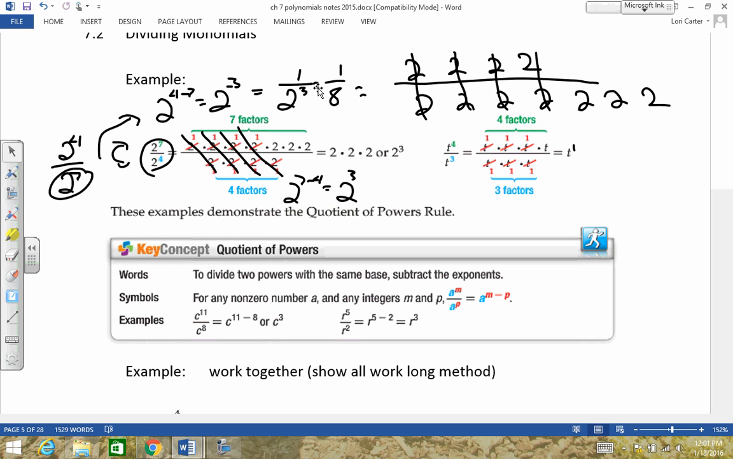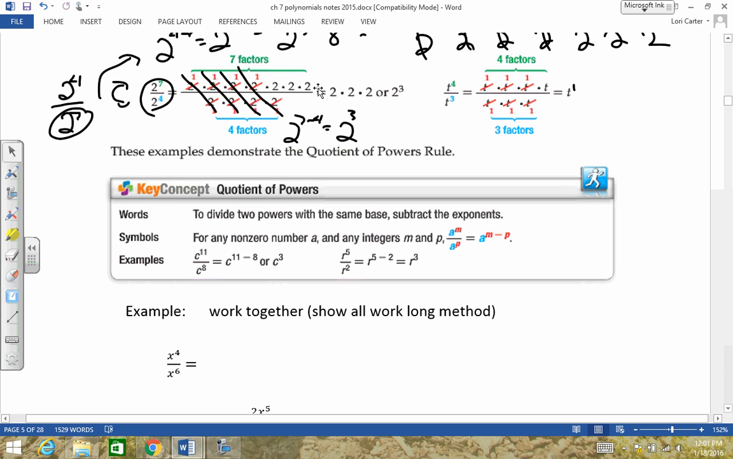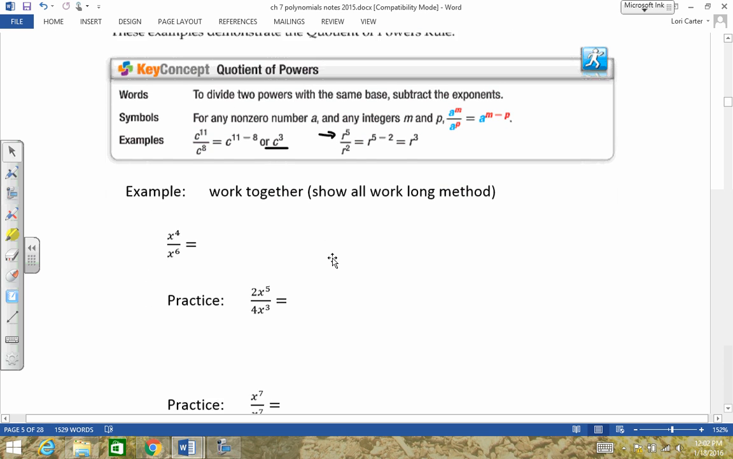So here I have C to the 11 over C to the 8. Where are most of them at? Top. Yeah, they're in the numerator. So my answer is going to end up in the positive in the numerator. What's 11 minus 8? 3. So that's just C cubed. Look at your R's. Most of them are in the numerator. So I know my answer is going to end up in the numerator. 5 minus 2 is 3. So it's R cubed.